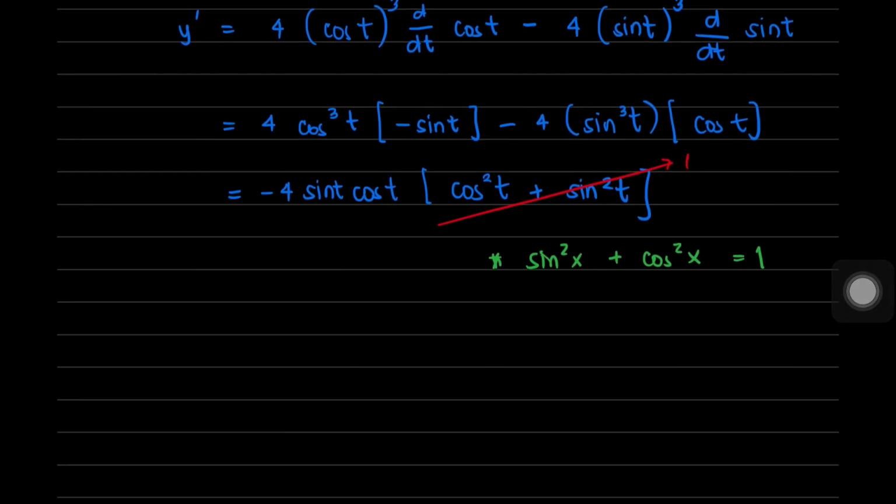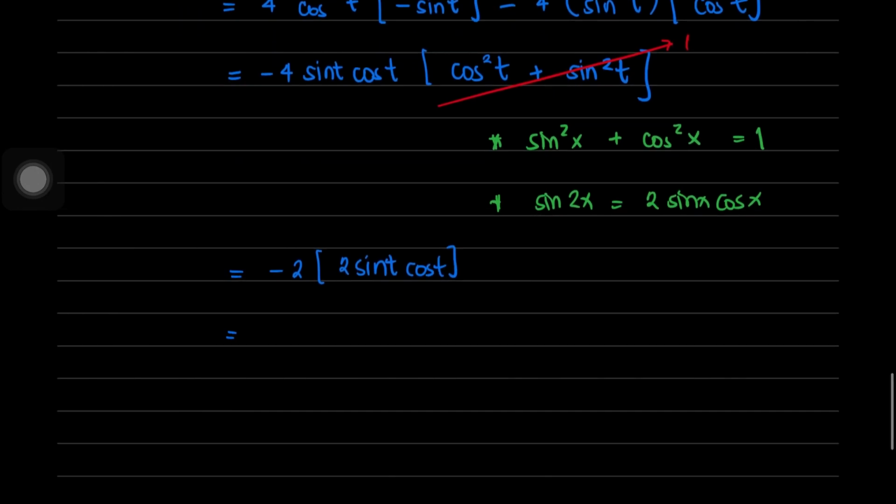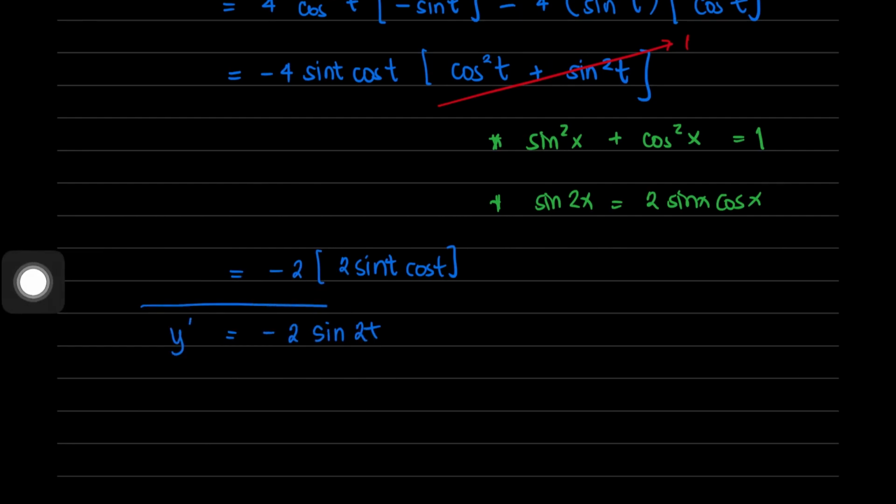Also, another identity that can be found in this problem would be sine of 2x. Now, sine of 2x is equal to 2 sine of x cosine of x. So if I'm going to write this expression as negative 2 multiplied by 2 sine of t cosine of t, then this is now equal to negative 2 multiplied by sine of 2t. So this would now be our final answer, or this is now y prime.